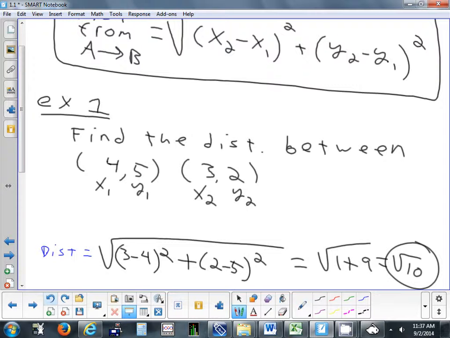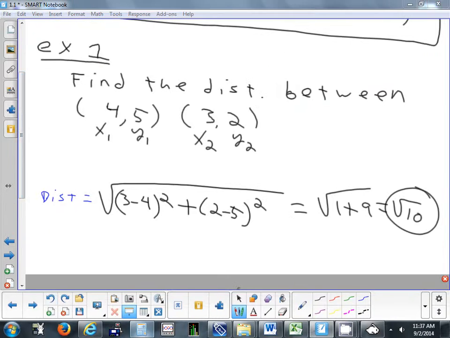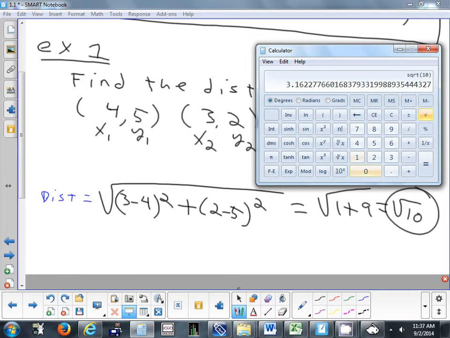If the problem doesn't say to give a decimal, we're always going to leave it as a square root. That's the exact answer. Okay, if you want an approximate answer, it's about 3.16. So we'll have to read the directions. Whatever the directions say, that's what you do. Top one's exact, bottom one's approximate. Okay, any questions on that?